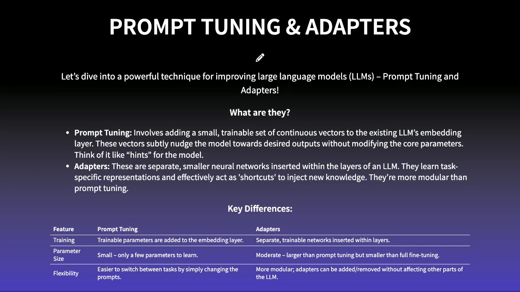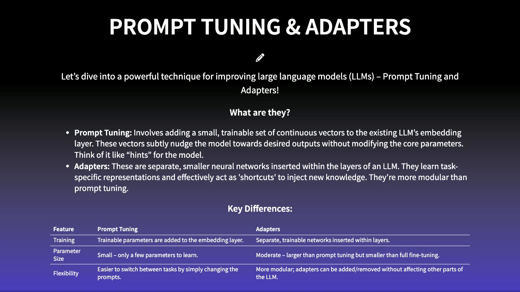Okay, let's talk about prompt tuning and adapters. Really cool ways to make large language models even better at specific tasks. Basically, we're finding clever ways to guide these massive models without having to completely retrain them. Prompt tuning involves adding tiny, trainable vectors, like little hints, to the model's understanding of words. It's super efficient because it only tweaks a small part of the model.